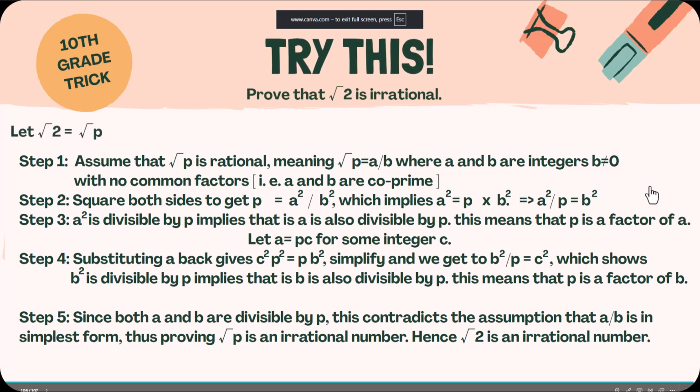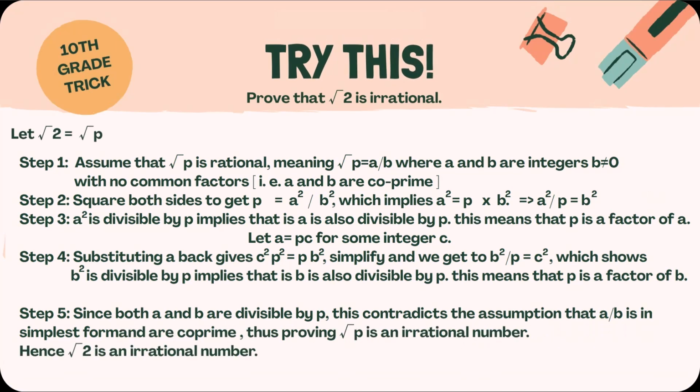Okay, so this is the trick that I have told to prove root 2 is irrational, or root p is irrational, or root 11 is irrational, root 5 is irrational, where p should be what? p should be a prime number. So if you look carefully, let root 2 be equal to root p. Assume that root p is a rational number, meaning that root p is equal to a by b, where a and b are integers, b is not equal to 0, with no common factors. That means what? a and b are co-prime.